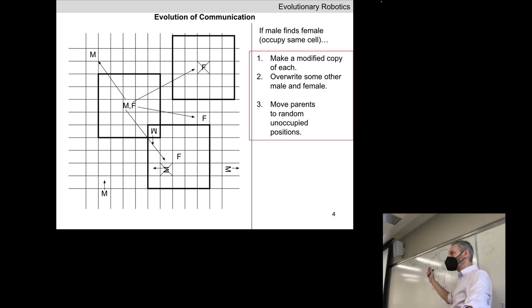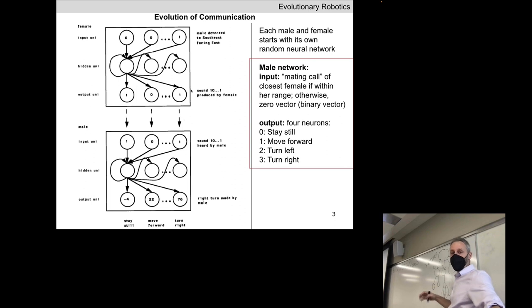There are many odd twists in this experiment. One is that all of this seems like a lead up to sex, but there's no actual sex that happens. When we have a male and female co-located, we make a copy of each of these two networks and we mutate them. We are not genetically combining material between these two.